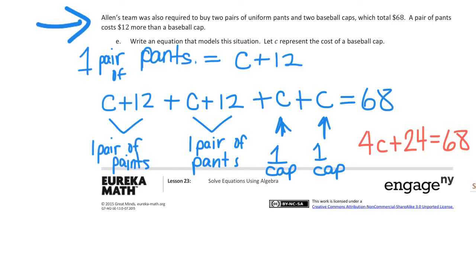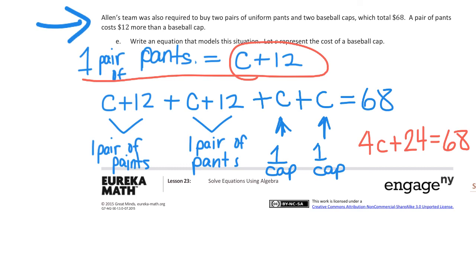Okay, checking over your work. 1 pair of pants is $12 more than a baseball cap, and they want me to use C for a cap. So to start with, 1 pair of pants is C plus 12. So then I look at everything they have to buy, 2 pairs of pants, 2 caps, and my total is 68. So when I spread it out, I have C plus 12, 1 pair of pants, plus C plus 12, another pair of pants, plus C for the first cap, plus C for the second cap equals 68. So that's my thinking process to come up with my equation.